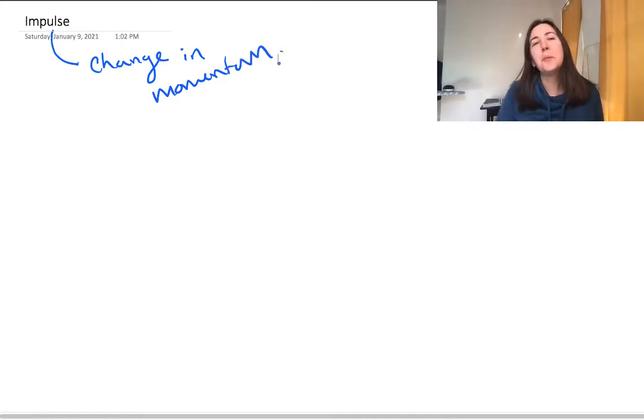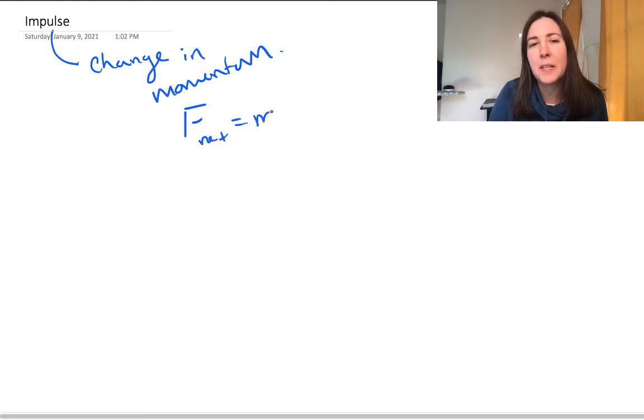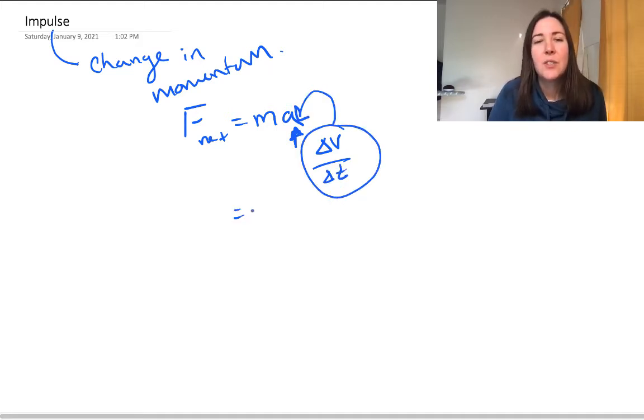All right, I want to start with Newton's second law, where we say that the net force is equal to the mass times acceleration. Acceleration, in this class at least, we talk about as being a constant. It doesn't change. And so the instantaneous acceleration is going to be the same as the average acceleration, or the change in velocity over the change in time. And so I can substitute that in right here. So the net force is actually just the mass times the change in velocity over the change in time.